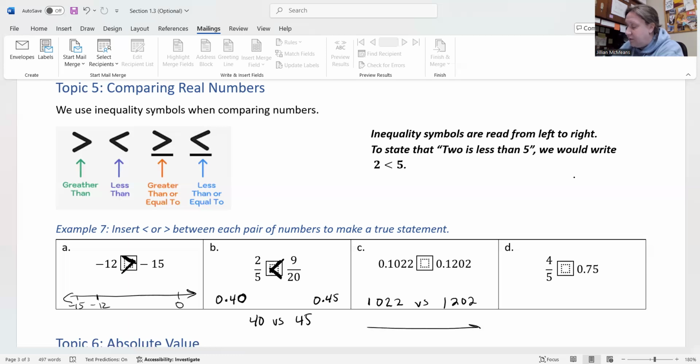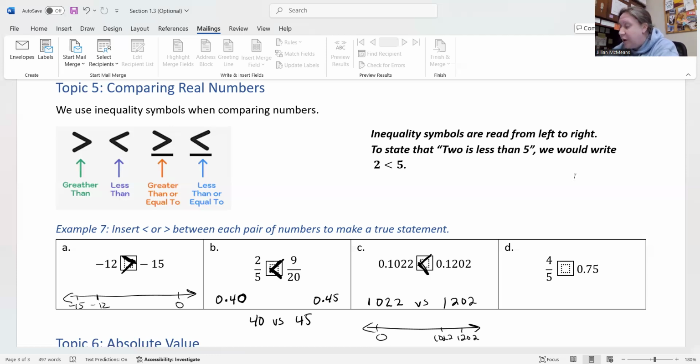And again, you can think of a number line. If we have 0 here and 1022 here, we've got 1,202 here. And if you're on the right-hand side of the number line, the positive side, the further away from zero you are, the bigger. So we would say in this case that 0.1022 is less than 0.1202 because 1,022 is less than 1,202.